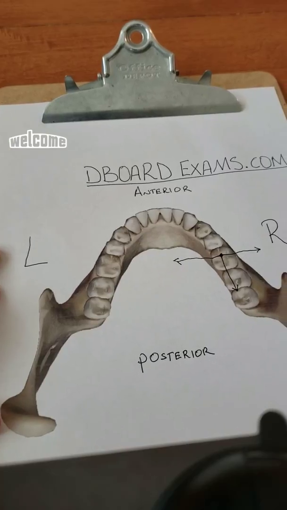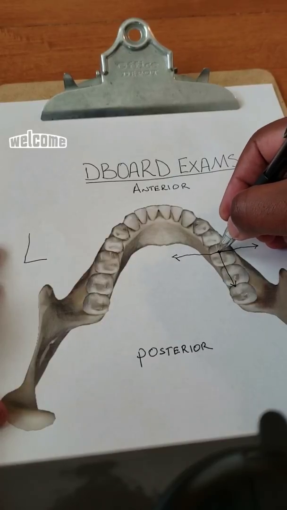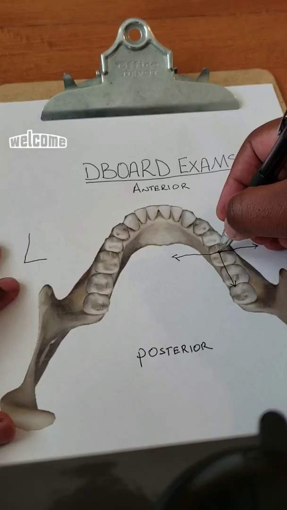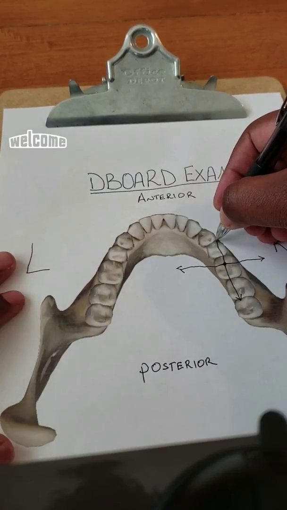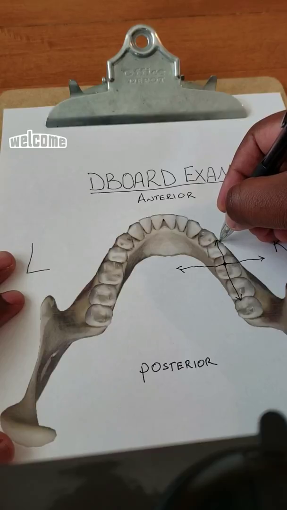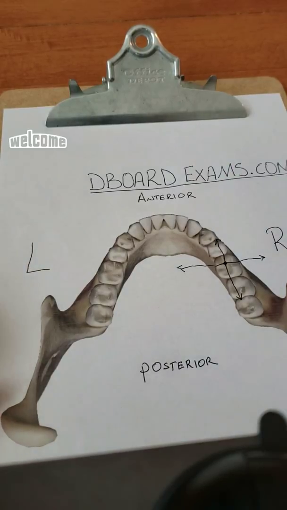So what happens when the mandible moves backwards? Look, the arrow points to the front.